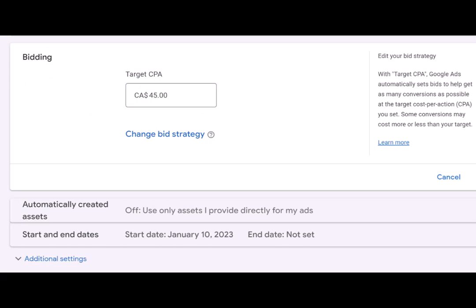In this bidding strategy, you set a target cost for each conversion or acquisition, meaning that you specify the amount you are willing to pay for each conversion, and Google's algorithm will automatically adjust your bids to try to achieve that target.